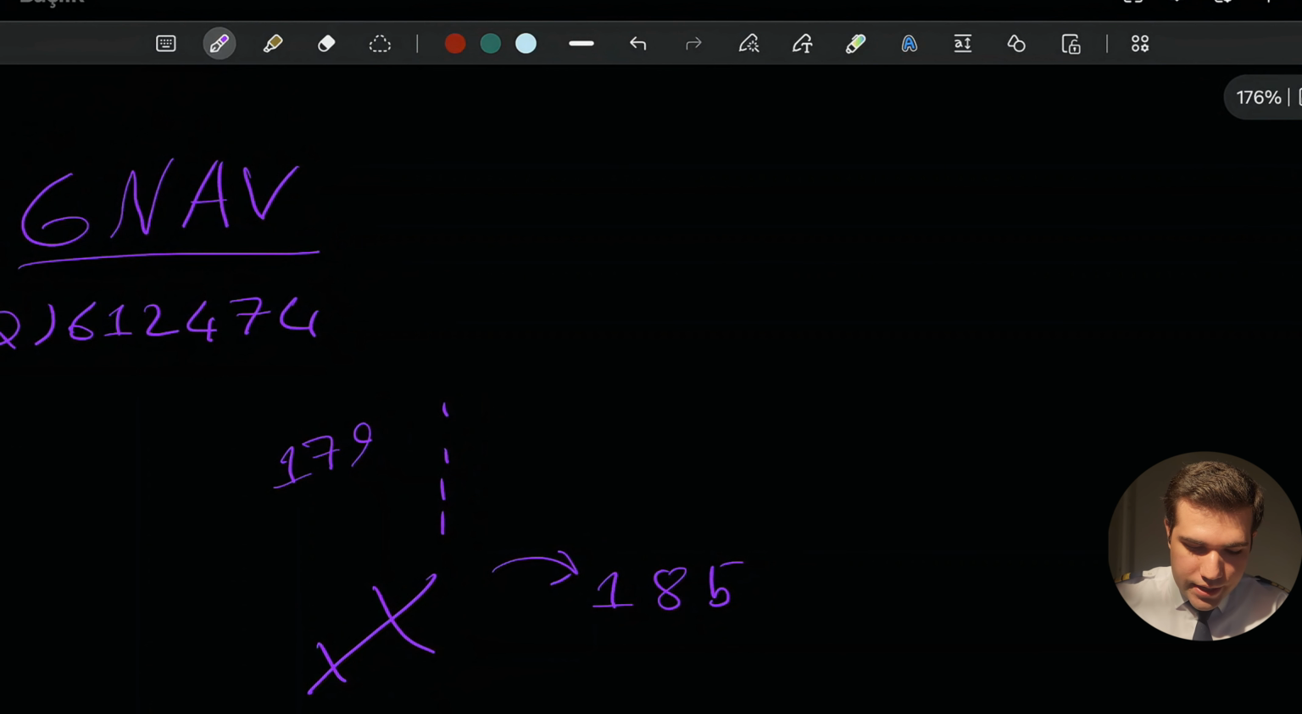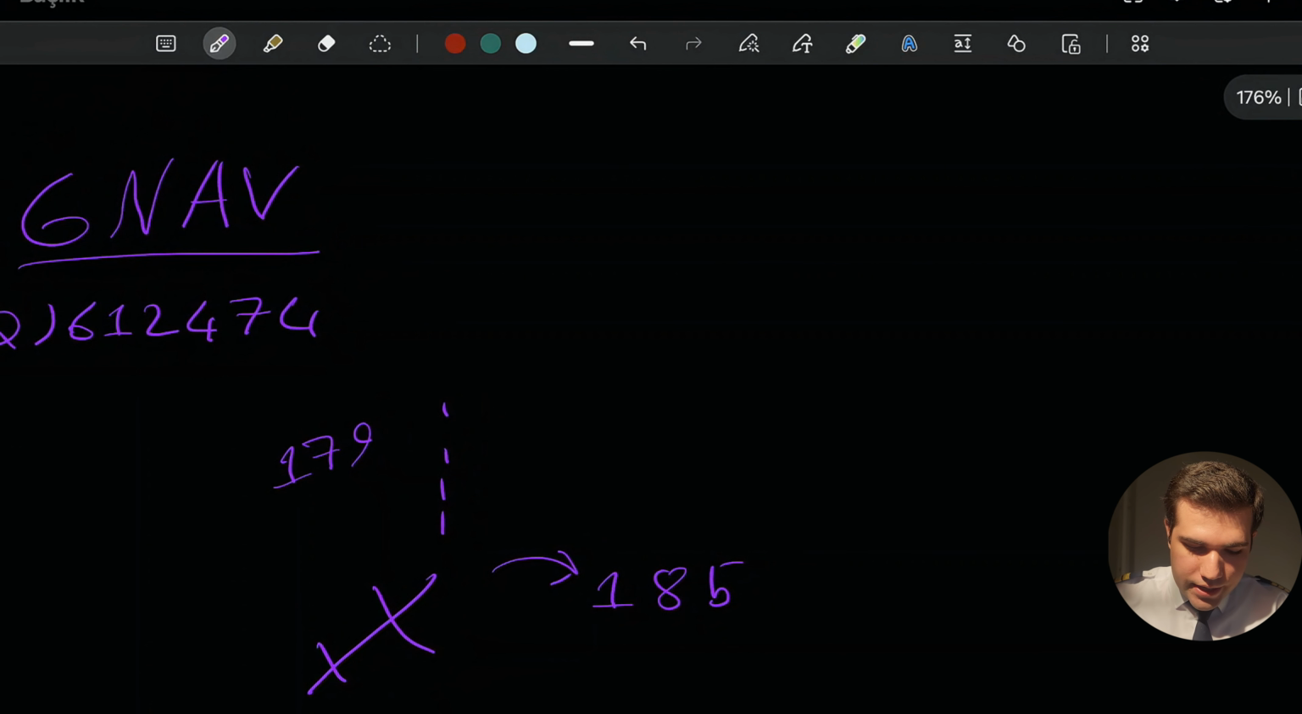So as we know, from here we have the difference of 6 degrees between 179 and 185 degrees, so we are planning to drift 6 degrees left, so the correction will be 6 degrees right. So the drift is 6 degrees left, correction is 6 degrees right. So we are correcting and we are flying to track of 179.